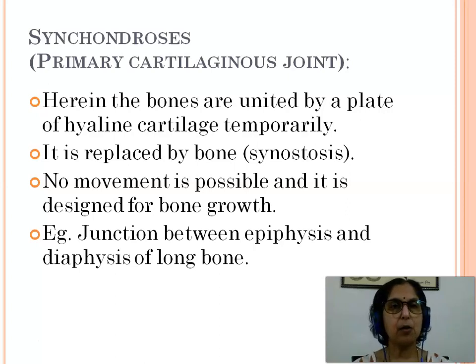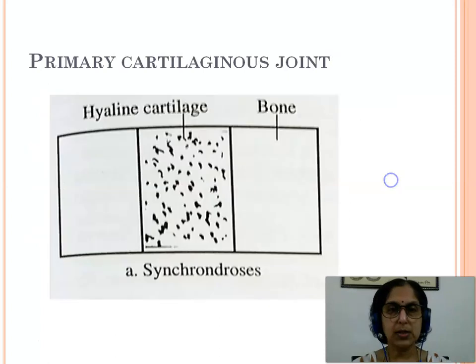An example of primary cartilaginous joint is the junction between epiphysis and diaphysis of the long bones. So this is how it appears. Bone on one side, then the hyaline cartilage, and then bone on the other side. So this is synchondrosis or primary cartilaginous joint seen in the growing long bones. It is temporarily present and gets converted into bone as the length of the bone has completely grown.